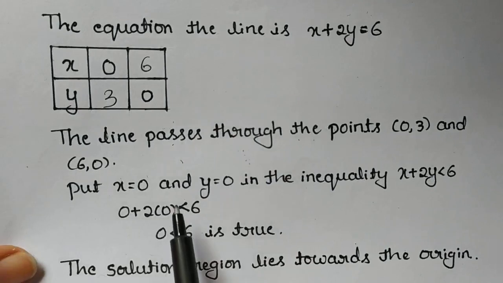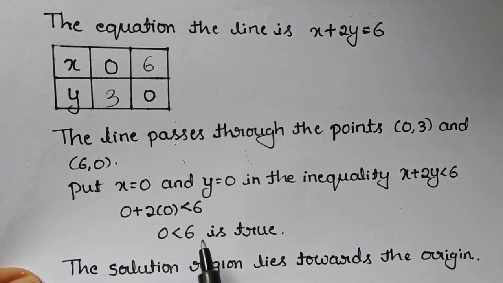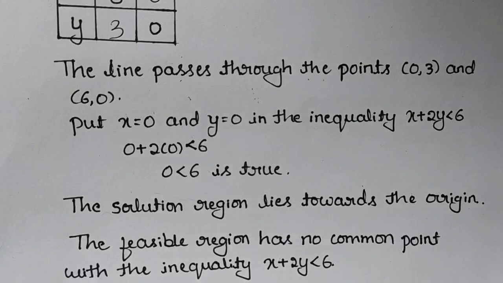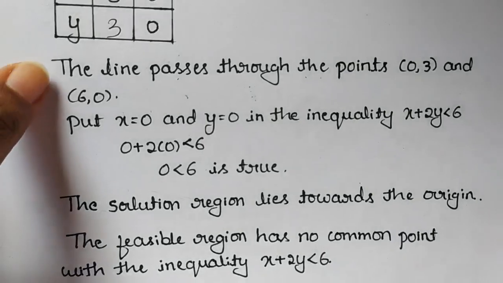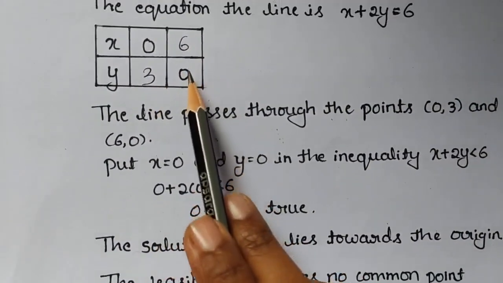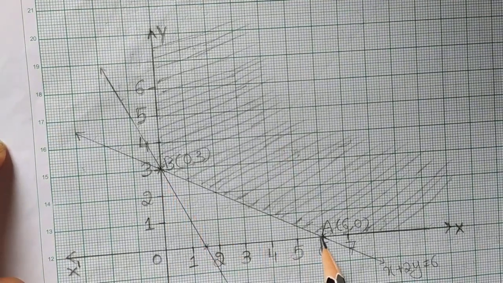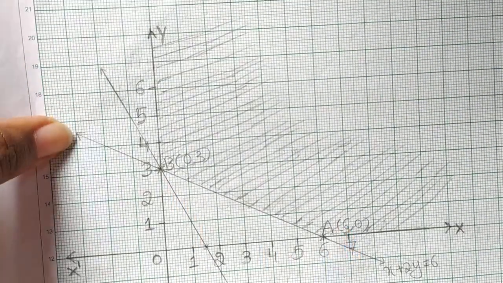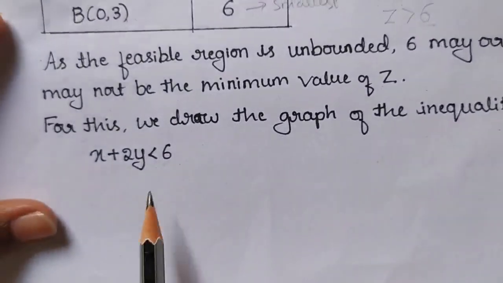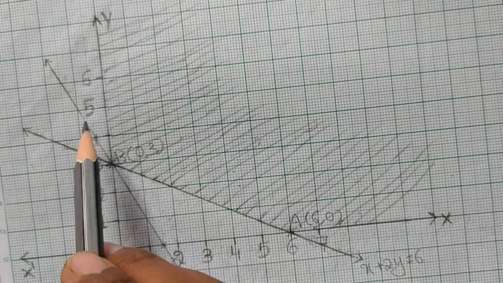Also substitute x equal to 0 and y equal to 0 in the inequality. We get 0 less than 6, which is true. Then the solution region lies towards the origin. Let us draw the graph of this inequality. The points are here: (0, 3) is here, (6, 0) is here. The inequality is a strict inequality. The inequality does not contain the equality sign. So we draw a dotted line passing through these points.